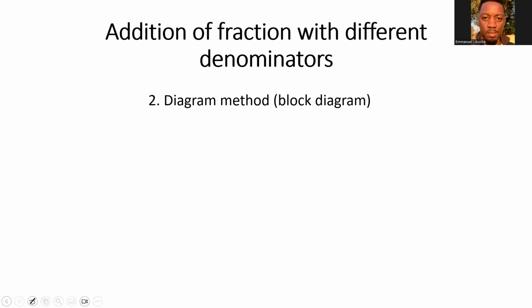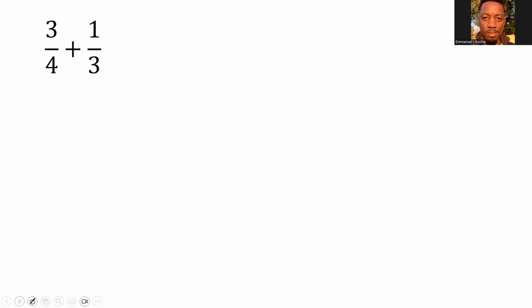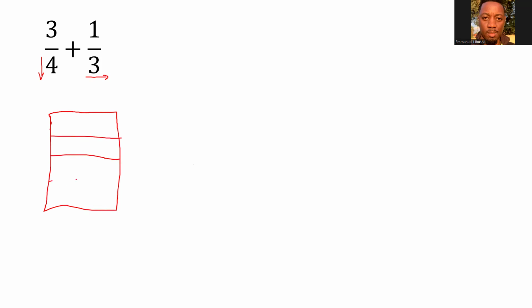With the diagram method, it becomes simpler. For example, I've got 3/4 plus 1/3. You're going to have a 4 going down and 3 blocks going to the right. So I have 4 blocks going down, like that. This means 4 rows. And then this is the column now; we're going to have 3 columns.